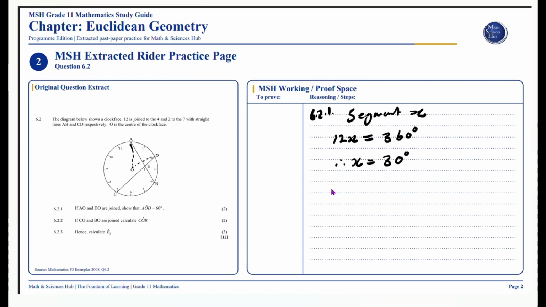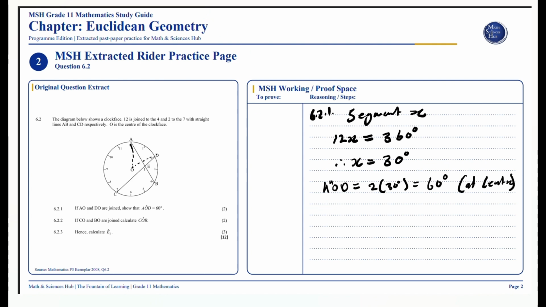Right. But we need angle AOD, which is two segments: from 12 to 1, then 1 to 2. So those are two segments. Therefore, angle AOD is going to equal 2 times 30 degrees, which equals 60 degrees. And most importantly, we need to indicate that it is the angle at the center.